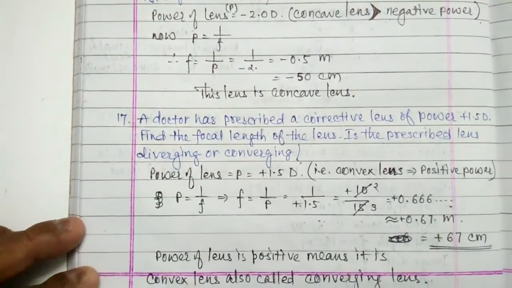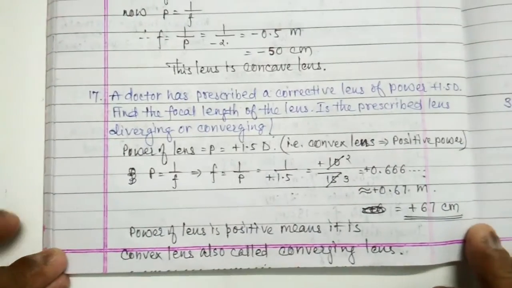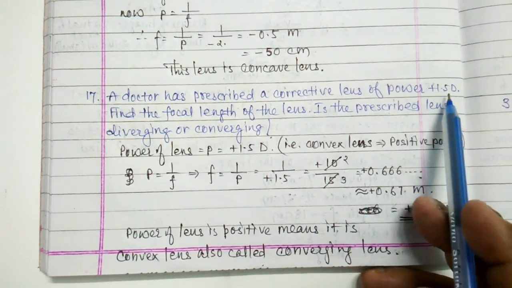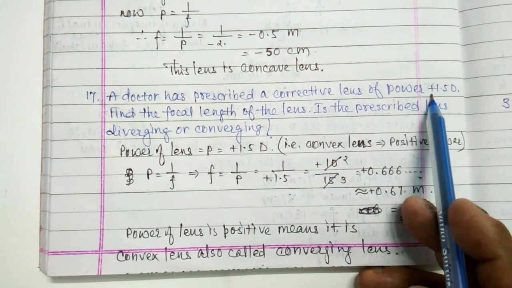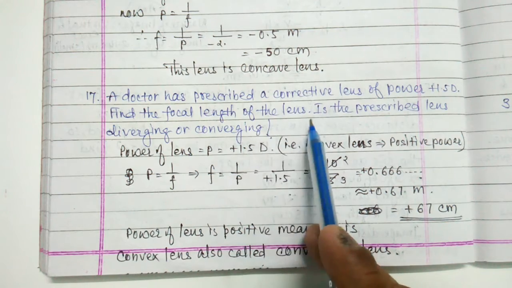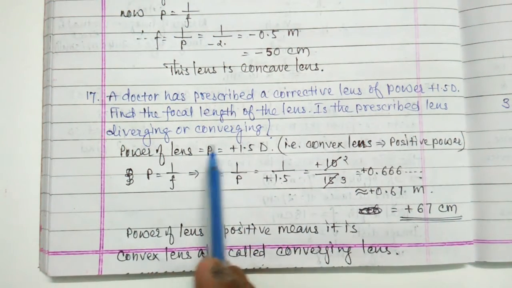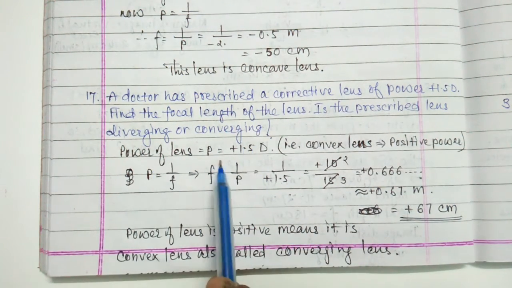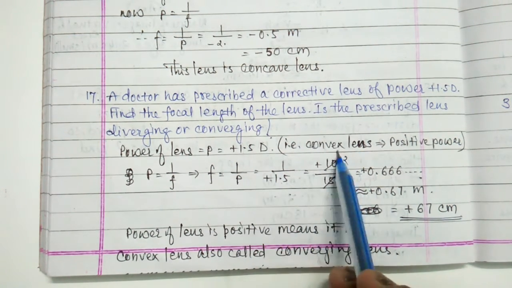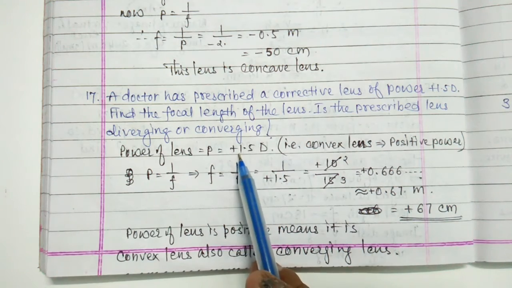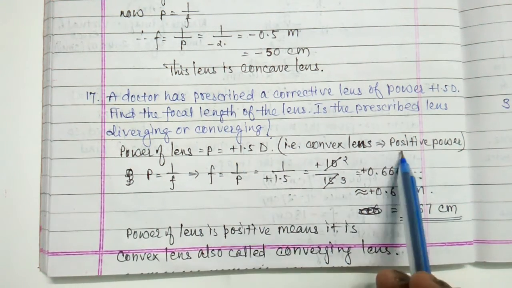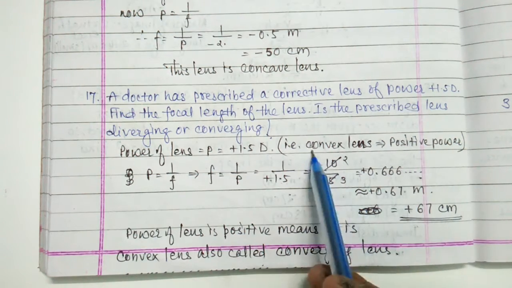A doctor has prescribed a corrective lens of power plus 1.5 D, plus 1.5 meaning convex lens. Find the focal length of the lens. Is the prescribed lens diverging or converging? The power of lens P is equal to plus 1.5 D. It means it is a convex lens. Why? Because power or focal length is positive, so it is a convex lens.